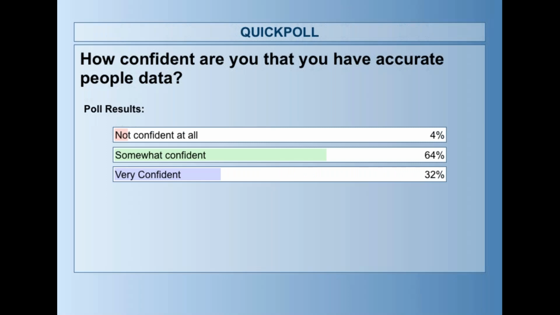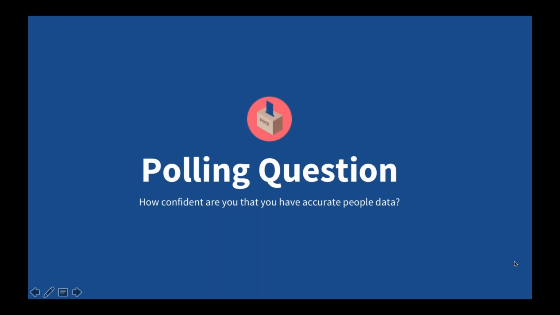All right. Well, I'm not surprised. Somewhat confident, 64%, very confident, 32%, and not confident, 4%. So the majority, if you will, is somewhat confident. And I think that's how many of us would feel at this point in time, right? We have an awful lot of data, and it's really difficult to feel confident with 100% certainty on all of our data. So let's keep moving.